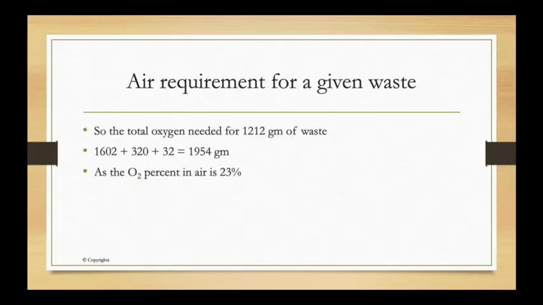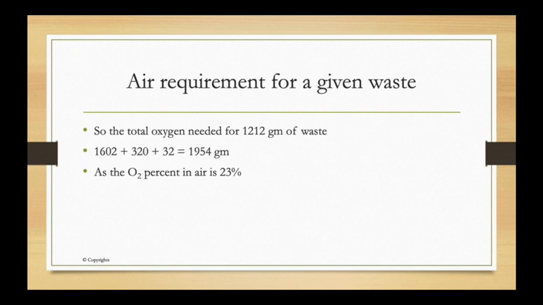So the total amount of oxygen needed for the combustion of 1212 grams of waste is the summation of all the oxygen amounts calculated in the previous slide, which is 1602 plus 320 plus 32, which is equal to 1954 grams of oxygen.